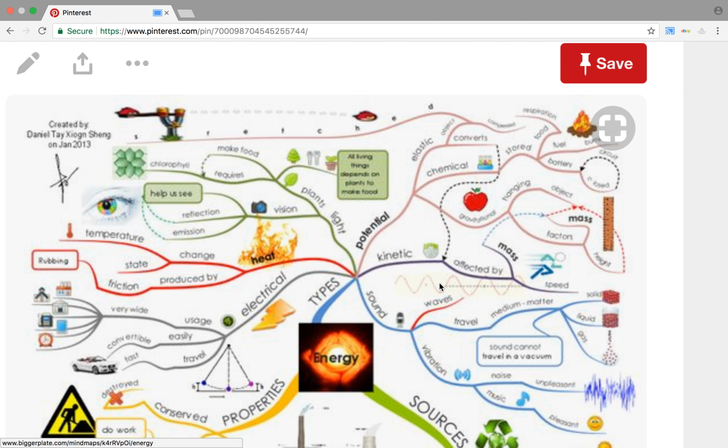But gravitational potential energy can be seen. So what other things have this chemical potential energy? Wood has this chemical potential energy as well. Right, so these are the different types of energy.